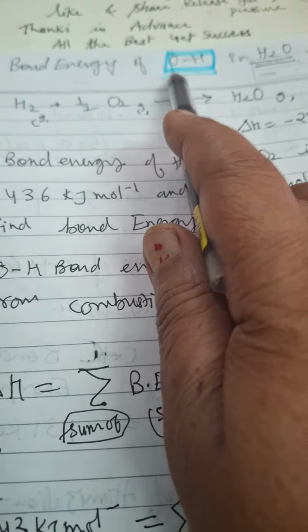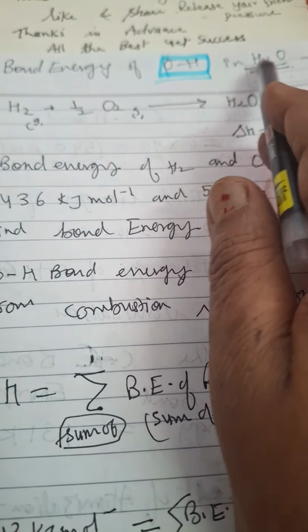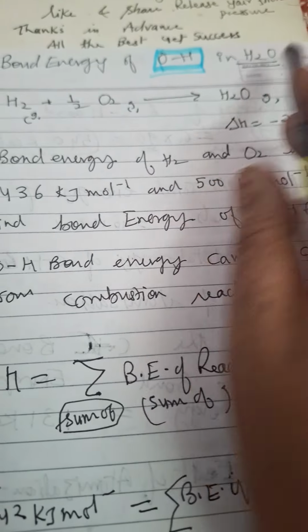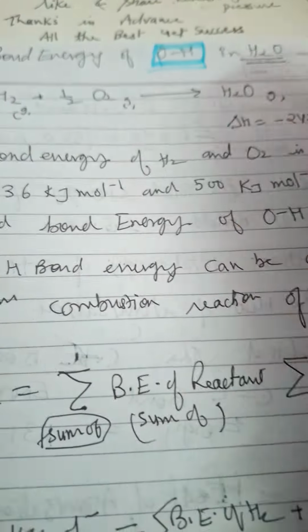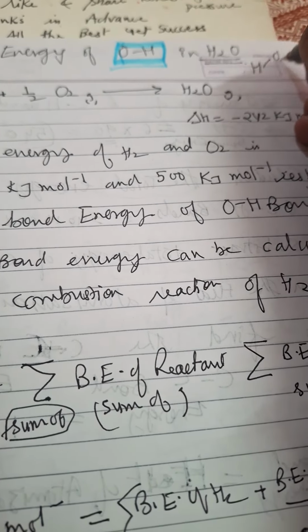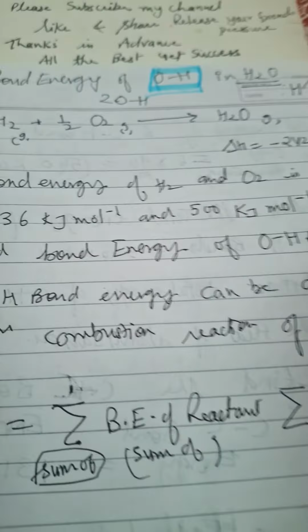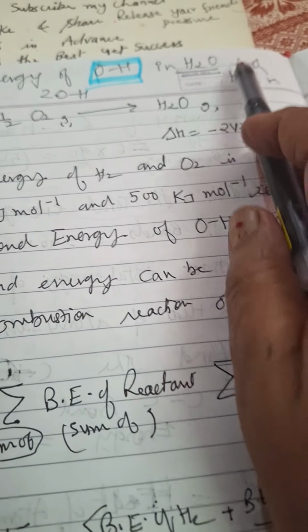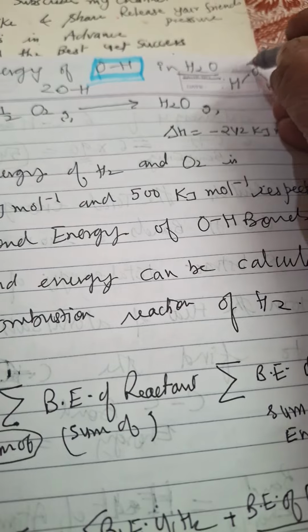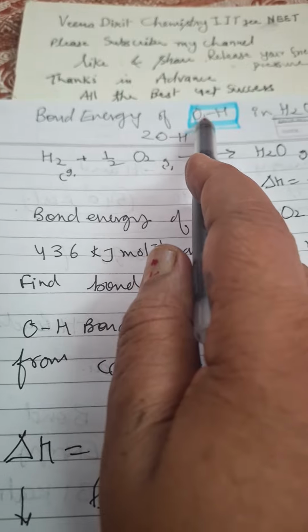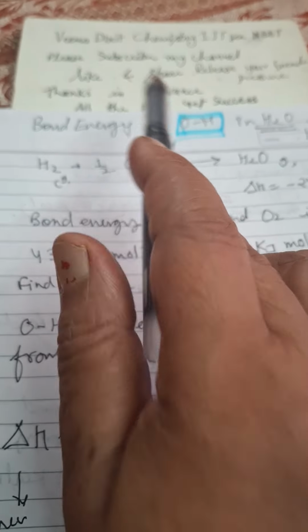Here we have to calculate the bond energy of the OH bond in water. How many OH bonds are there in water? You know that H-O-H, 2 OH bonds are there. Clear? H2O, how do we write? HOH like this. So 2 OH bonds are present over here, and we have to find out the bond enthalpy or bond energy of 1 OH.